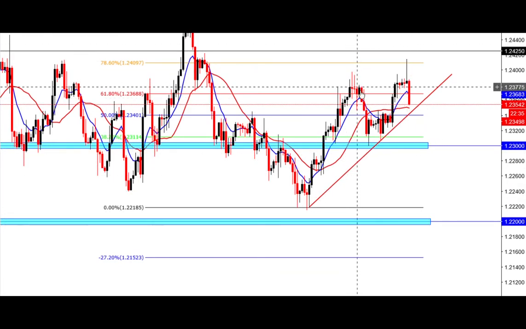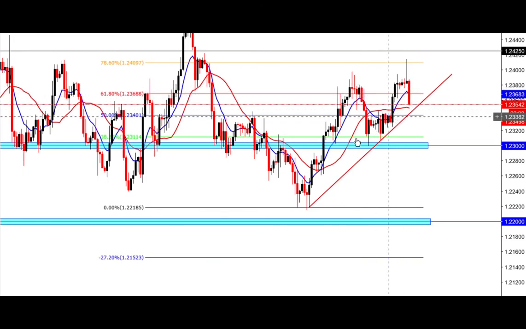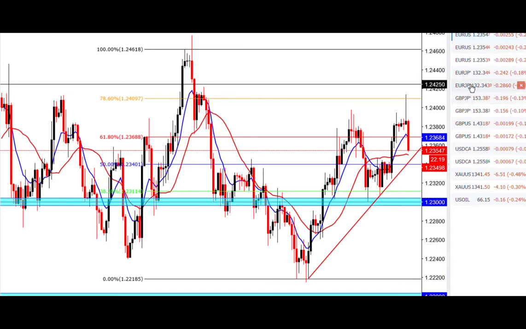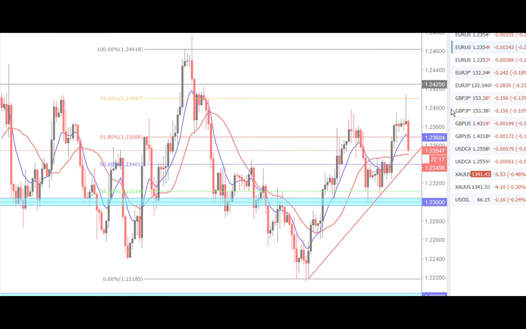So currently I'm short on the euro. I'm short on euro dollar to 1.23 as my first downside target, and 1.22 is my ultimate downside target, and 1.205. So I have 3 targets for my short trade. Then I'll go down to the hourly.